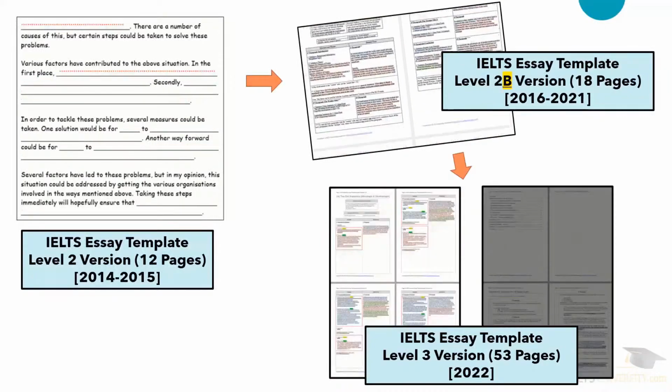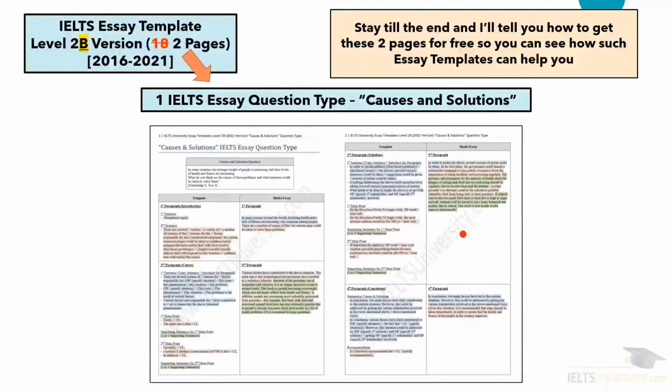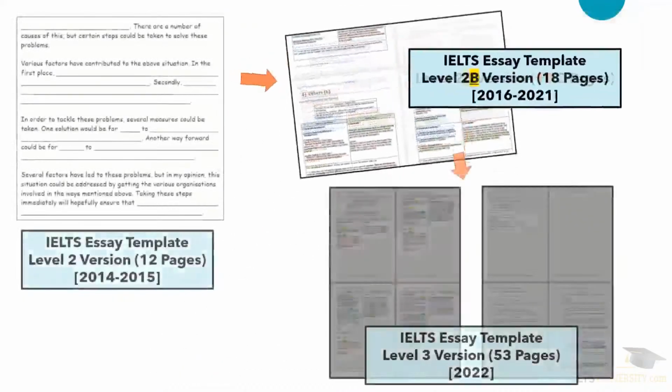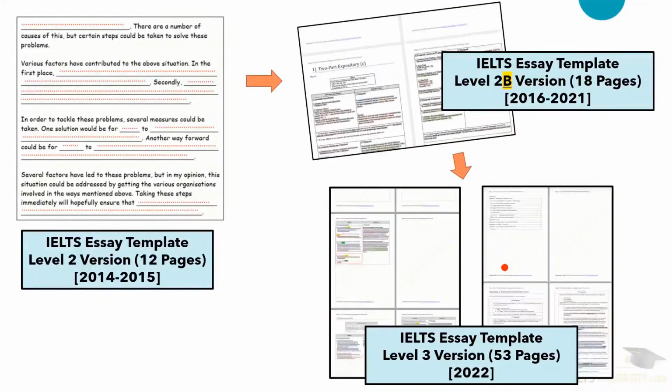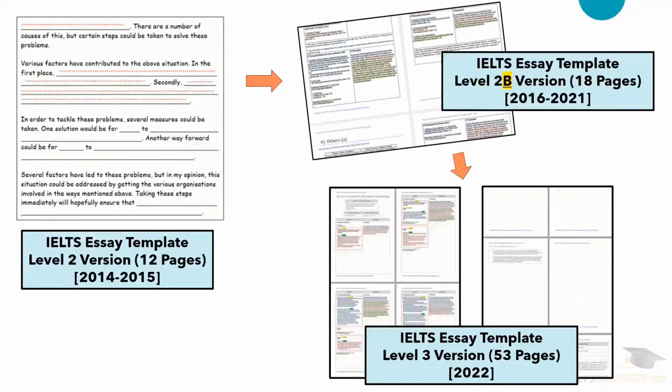writing score. What I'm going to give you, if you stay to the end, I'll tell you later how to get it, is that I'm going to give you 2 pages out of the 18 pages of level 2B essay template. This is not the one I give my students now. This was the one I used to give my students for many years, right? I'll just give you one of them so you can see exactly how beneficial these are in order to help you do better in your IELTS writing. All right, this is just 2B now for my new students. From 2022, you have this level 3 version.